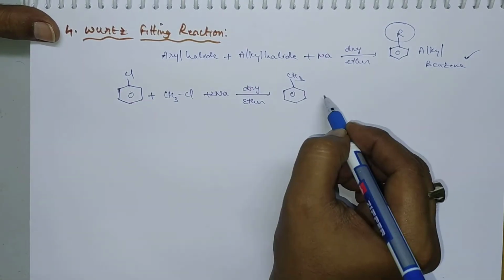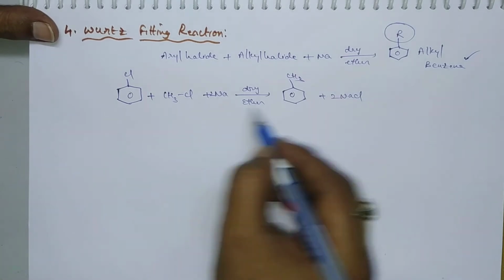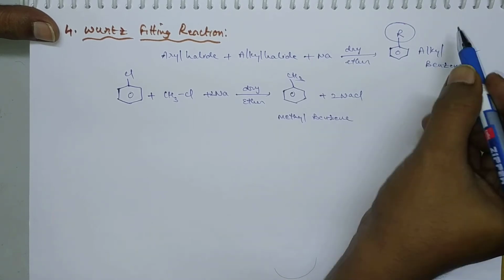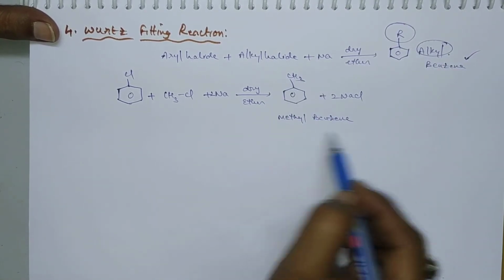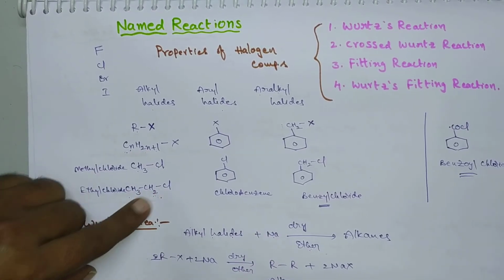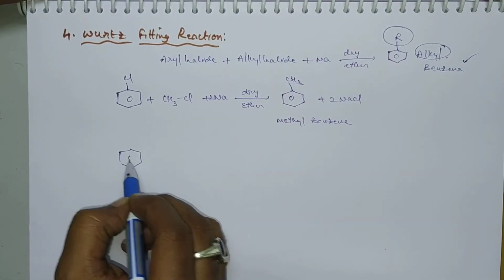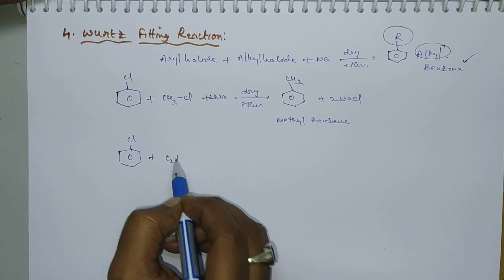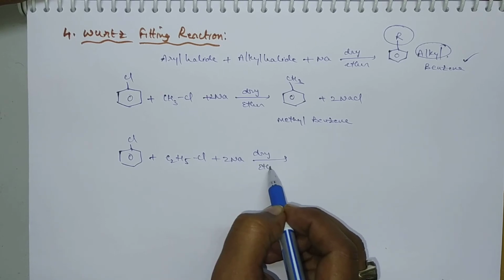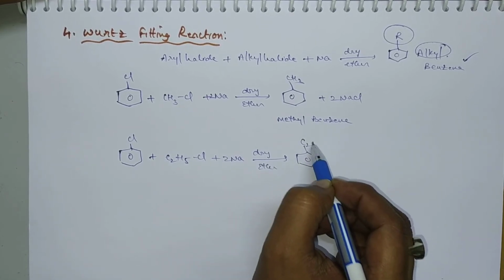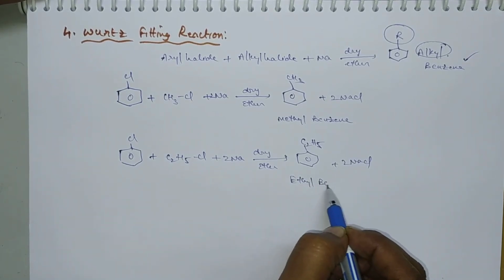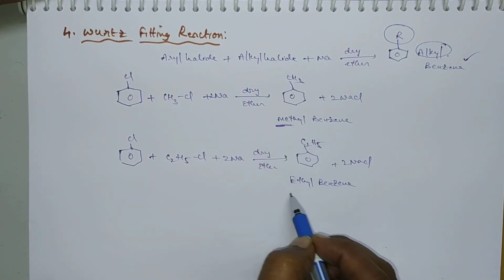So 2 moles of Na should be taken, and 2 NaCl will be eliminated. This is called methyl benzene, an alkyl benzene, where the alkyl group is the methyl group. If you take the second molecule, C2H5Cl, that is CH3CH2Cl, then chlorobenzene plus C2H5Cl plus 2Na in the presence of dry ether produces C6H5-C2H5 plus 2 NaCl. This is ethyl benzene. This is methyl benzene and this is ethyl benzene.